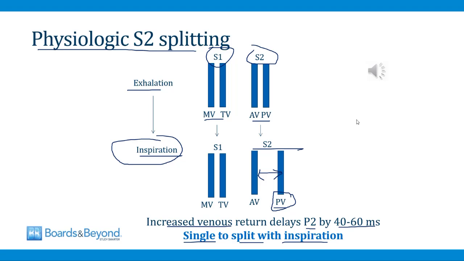The first three beats are during exhalation when S2 is single, and then the beats after that are during inspiration when S2 splits.